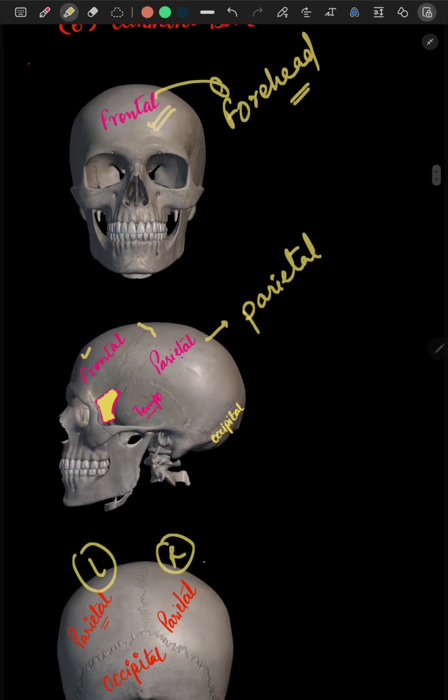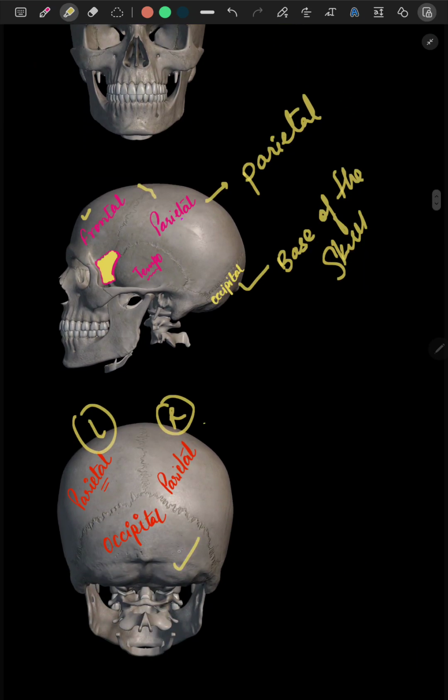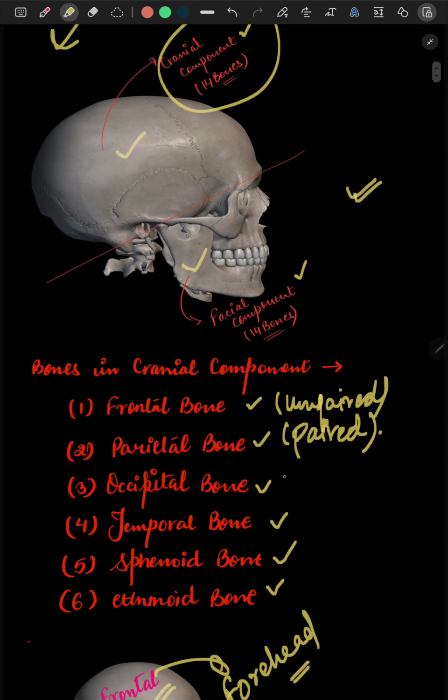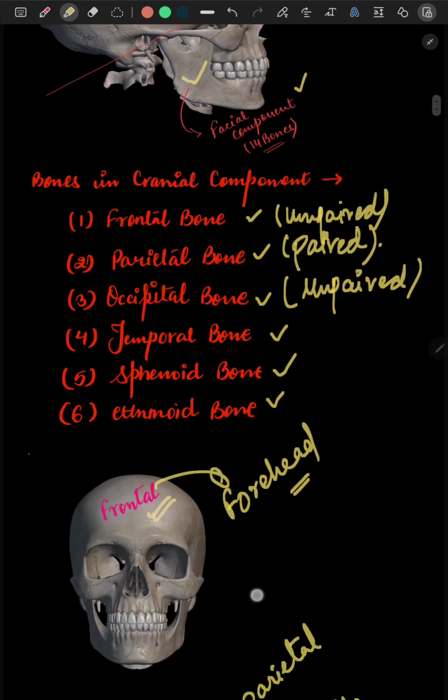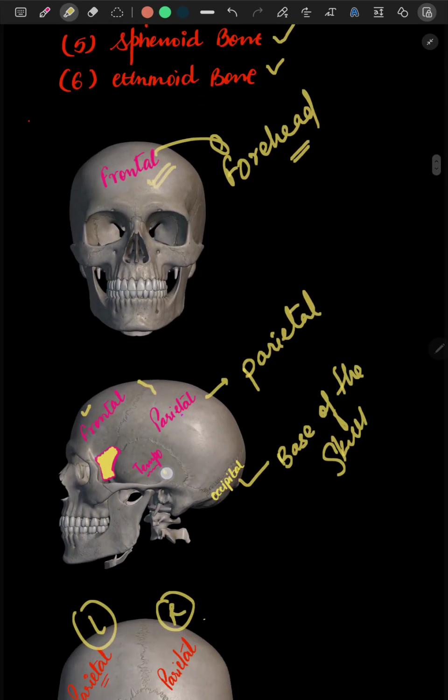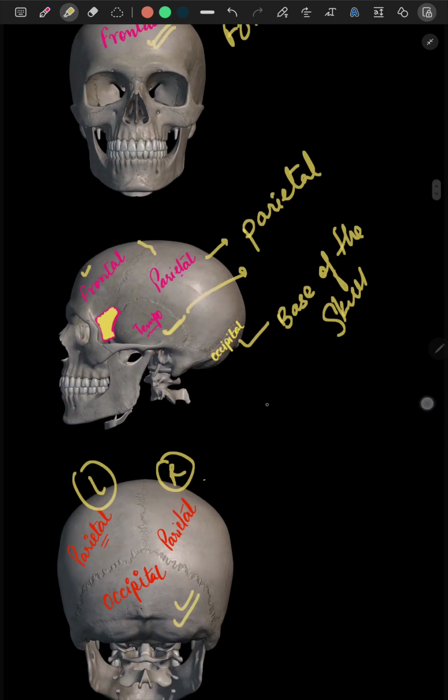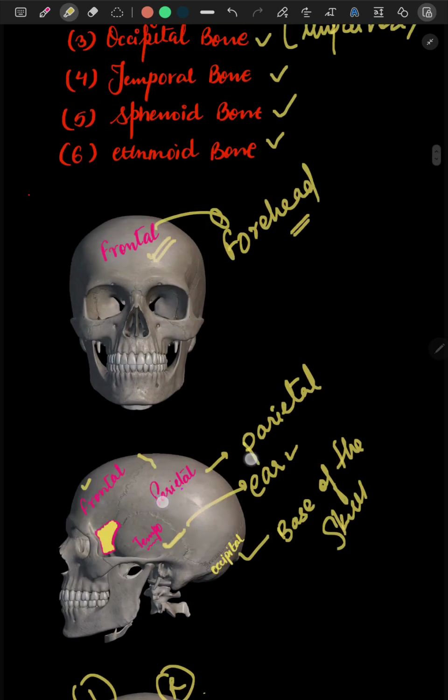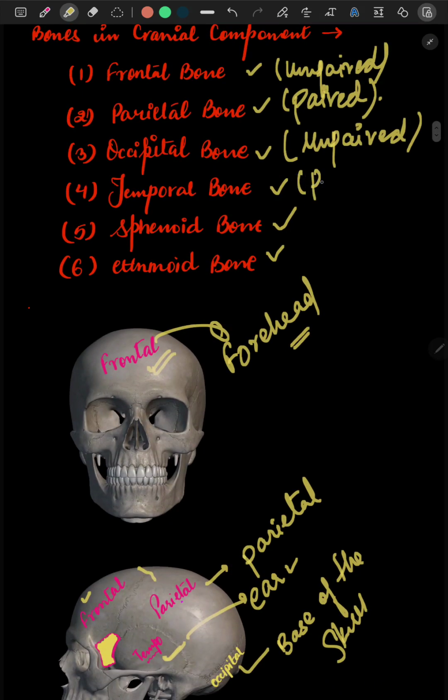Coming to the next one, the occipital. This bone here is your occipital bone. This is also said to be the base of the skull, and it is a single bone. Here also you can see it is one single bone, so the occipital is an unpaired bone. You need to remember this. This is basic. Coming to the temporal bone, near your ear you have your temporal bone. It is near your ear region and is on both sides, so again it is a paired bone.